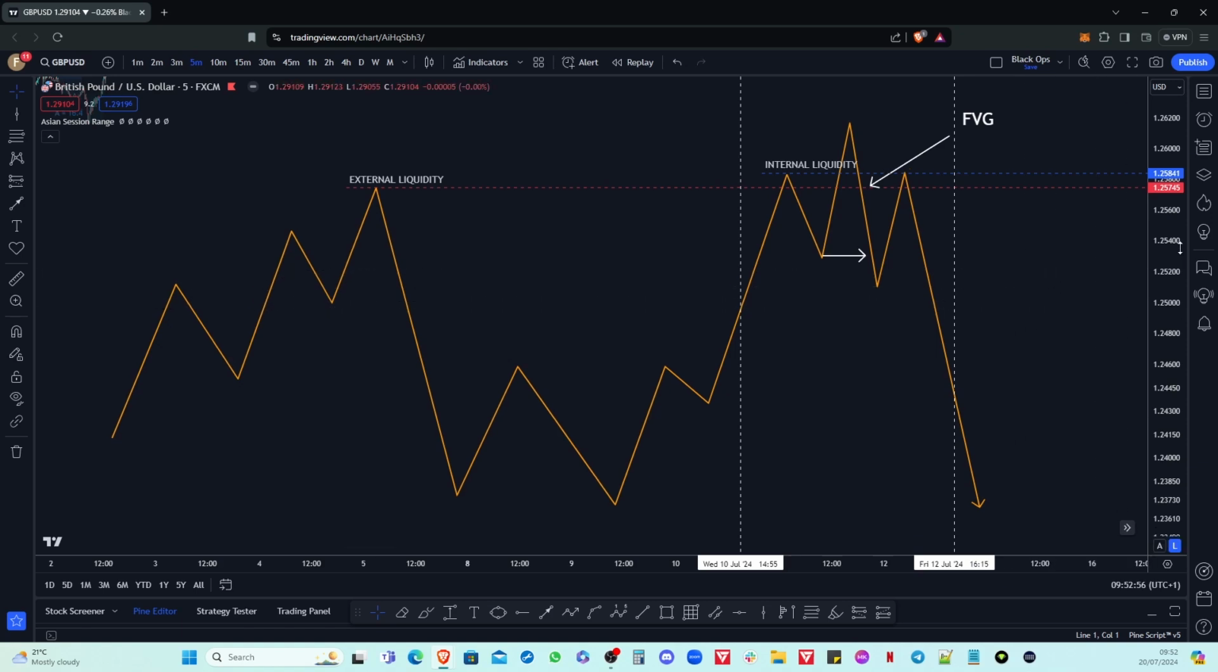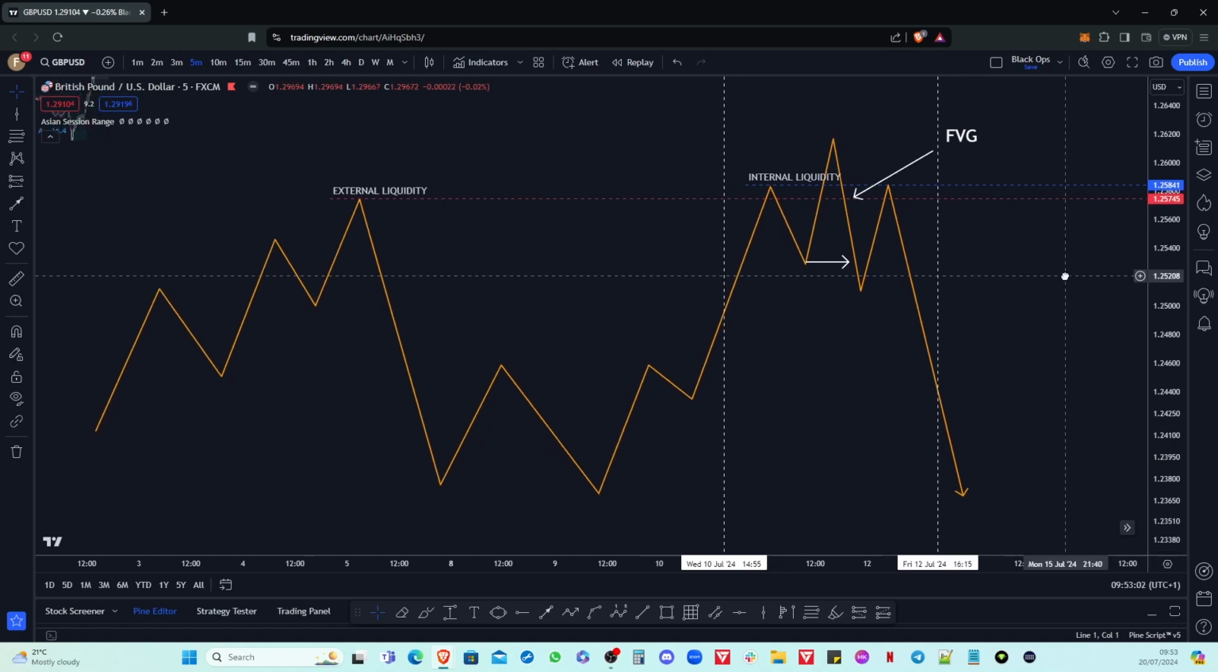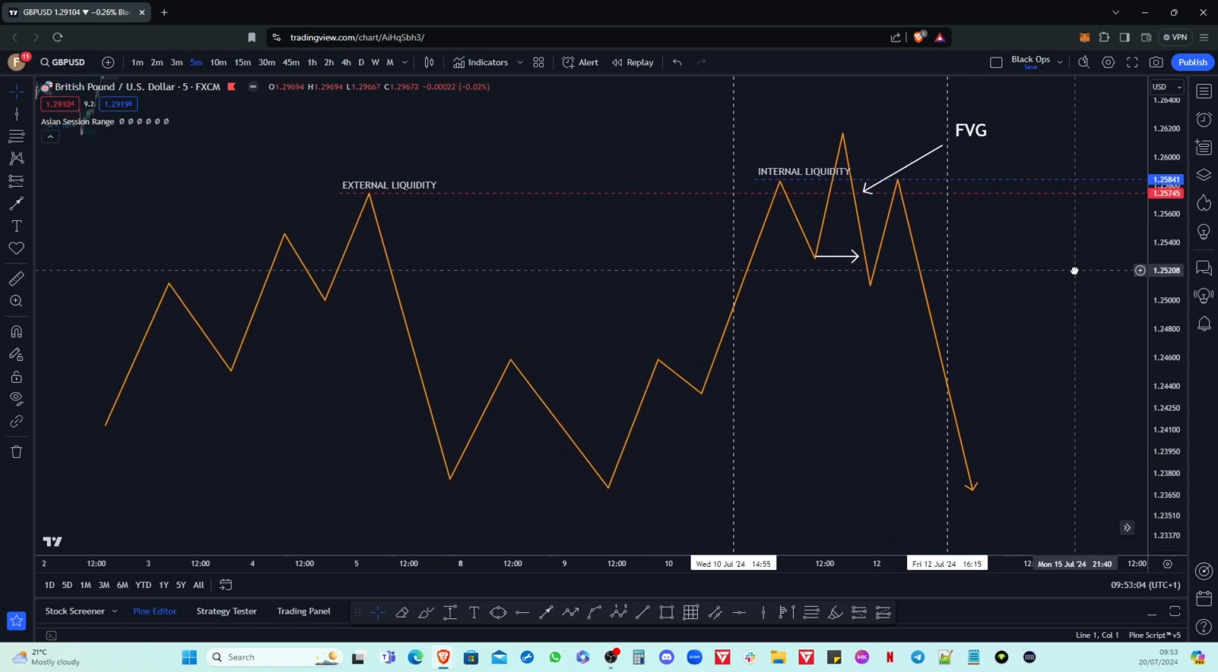As you can see here, I've drawn out some market structure here in orange. Let me just really quickly go ahead and explain what it is and what it means and what it essentially shows in terms of a setup to trade.